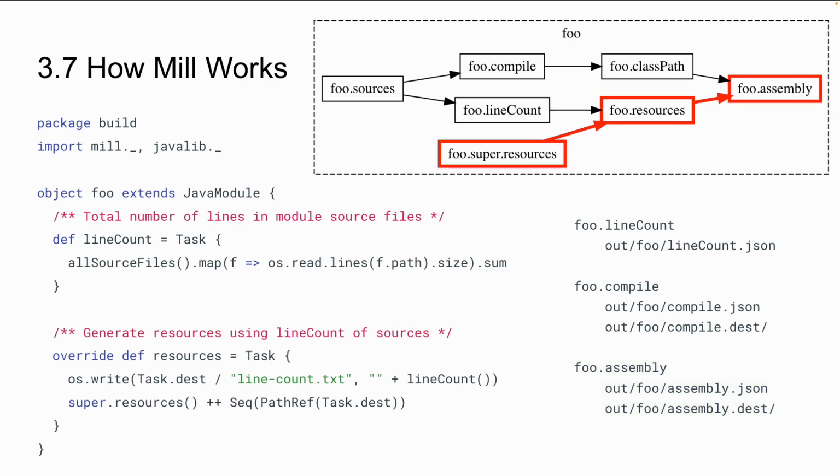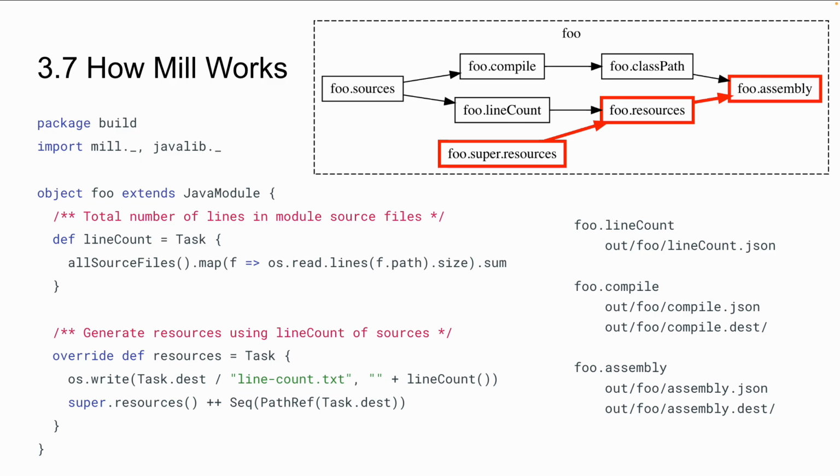And lastly, Mill can handle the invalidation for you. So let's say I add a new file in my resources folder. Well, the resources folder is not my current resources task because that's overridden, but my super resources task, right? That is the one that's being overridden. And Mill has this graph. So Mill can see that, okay, I touched foo.super.resources. I automatically know I need to re-evaluate foo.resources and therefore re-evaluate foo.assembly. So all these things are nice.